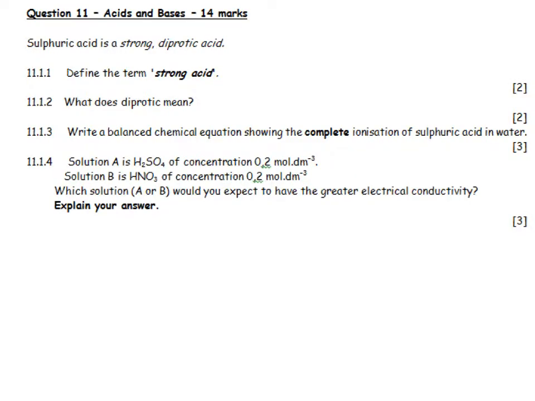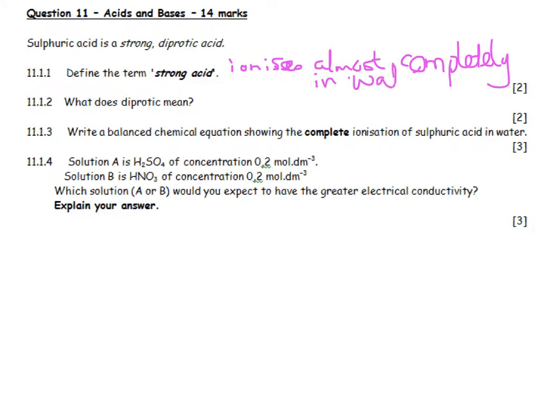Sulfuric acid is a strong diprotic acid. What is a strong acid? That is that it ionizes almost completely in water. And what does diprotic mean? It is able to donate 2 protons or 2 hydrogens.